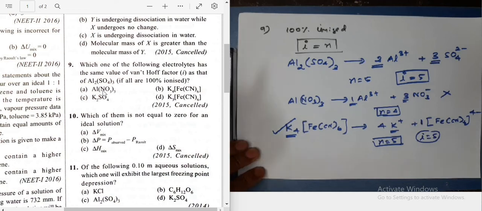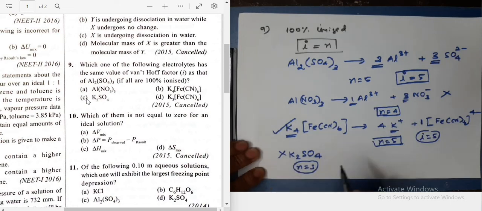Okay, let me check option C and D also. See, in option C we have potassium sulphate, K2SO4. K2SO4 will give 2 potassium ions and 1 sulphate ion. So here the number of ions is only 3. So Vantha factor is 3 only, right? Therefore this is not the right option.